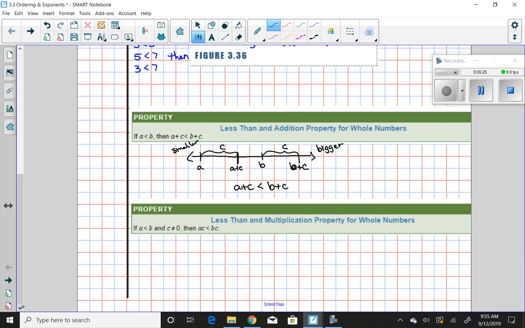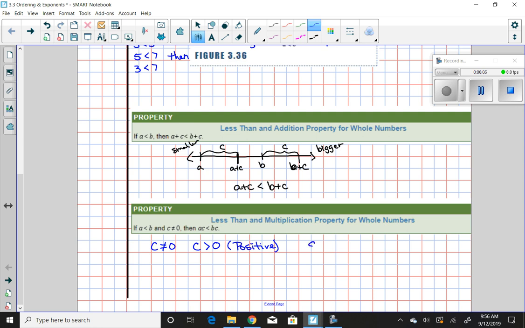Okay, same thing for multiplication. Same rule applies for multiplication with two exceptions. So if A is less than B and C does not equal 0, then A times C is less than B times C. Also, we know that C cannot be 0 and C has to be greater than 0. In other words, it has to be positive. Now, most of you, when you teach, are not going to be teaching with integers and having to deal with that. But as we get older, we have to actually throw that into the problem.